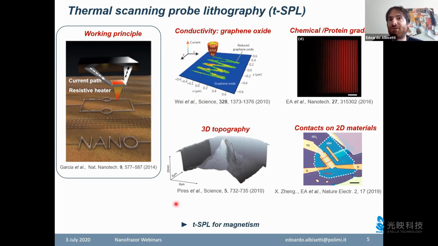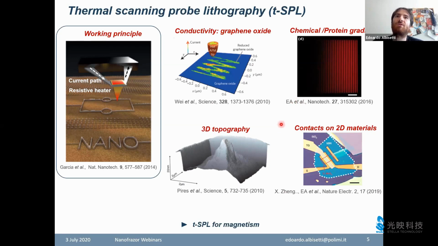This was the first, I think, demonstration of 3D topography with a nanophaser in a polymeric resist. And then we can use it also for biology, for controlling the protein gradients that we can immobilize on the sample by locally exposing controlled concentrations of amine groups, chemical groups in this case, that actually act as sticky points for proteins. And we can use it for building 2D devices on 2D materials, such as transistors in this case.